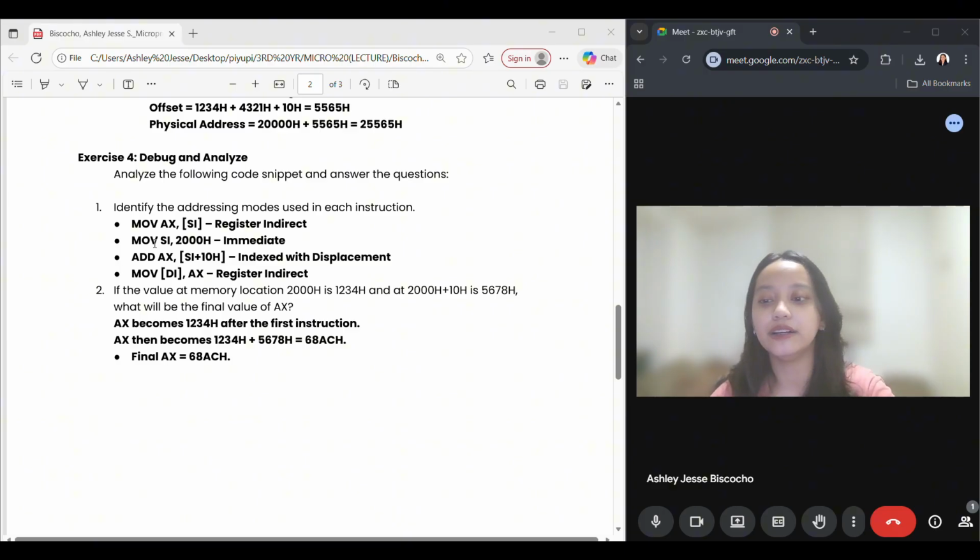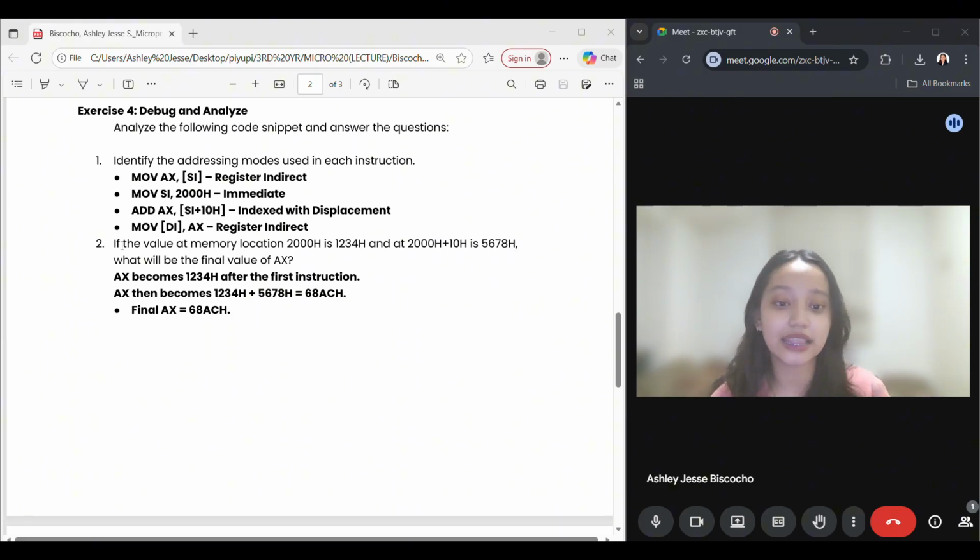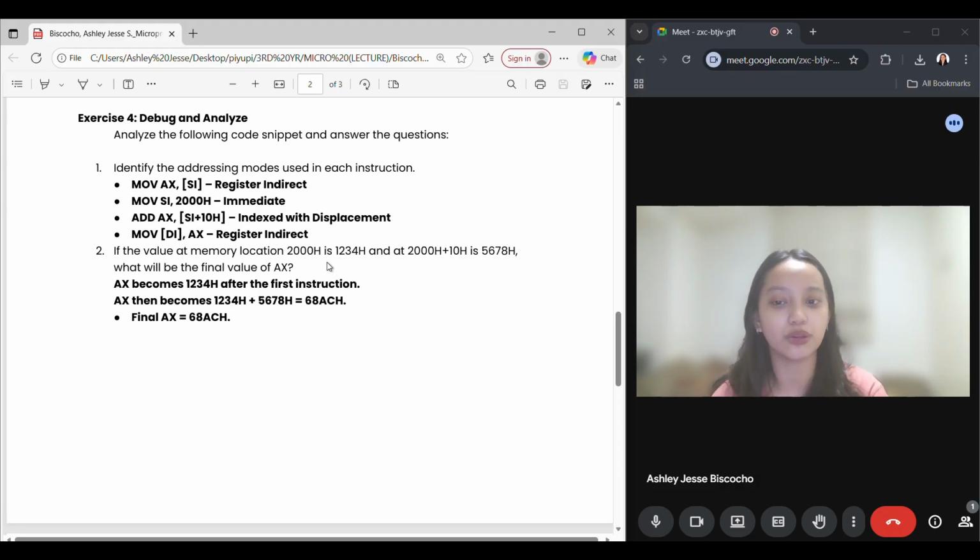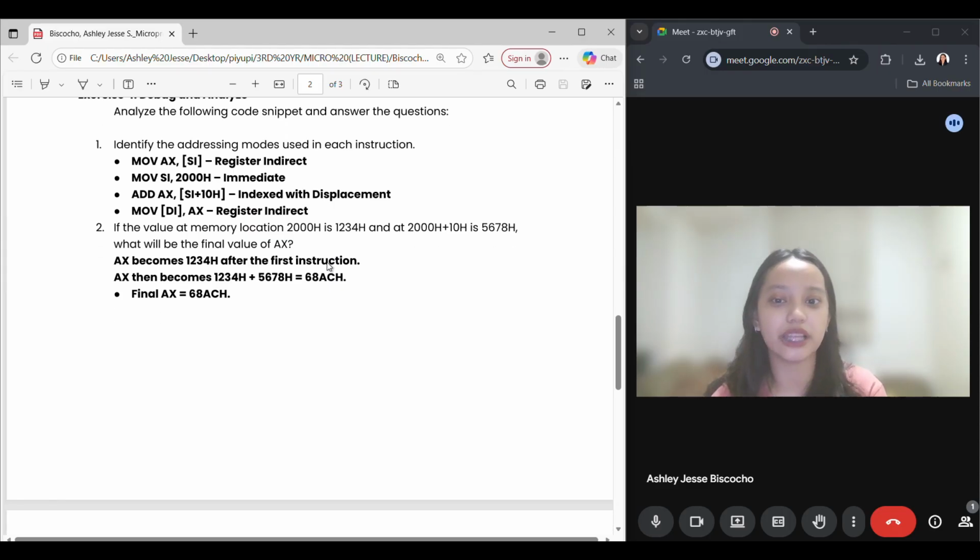And that is the answer for question number 2. If the value at memory location 2000H is 1234H and at 2000H plus 10H is 5678H, what will be the final value of AX? The final value of AX will be 68ACH.